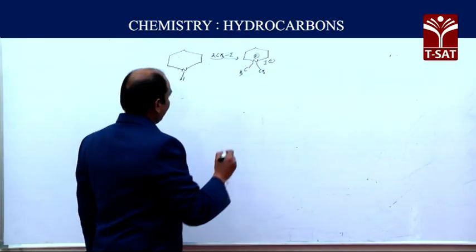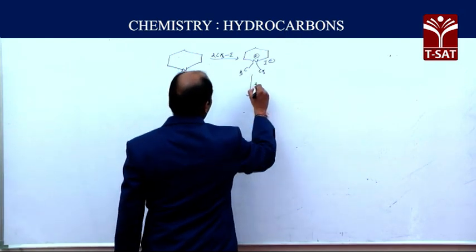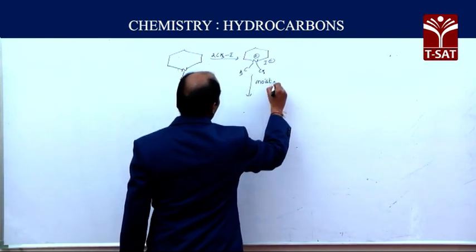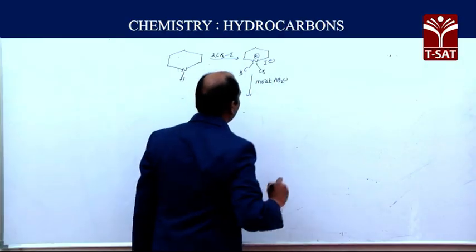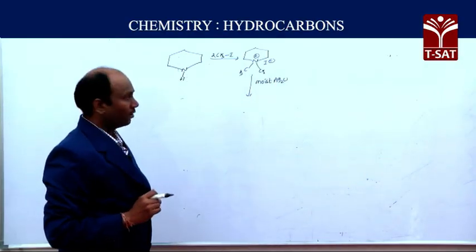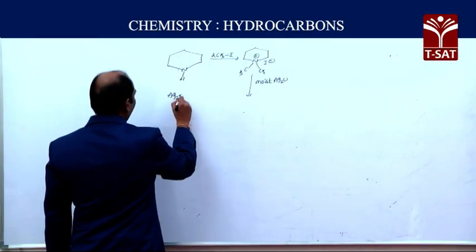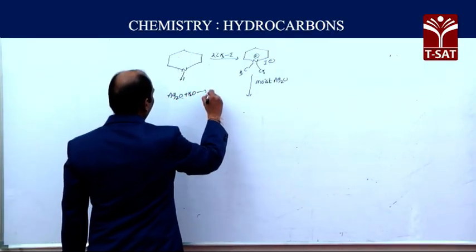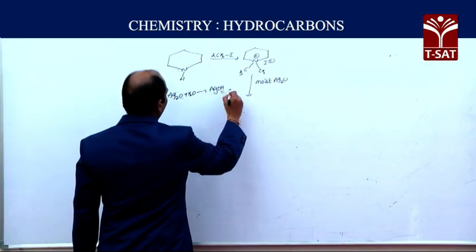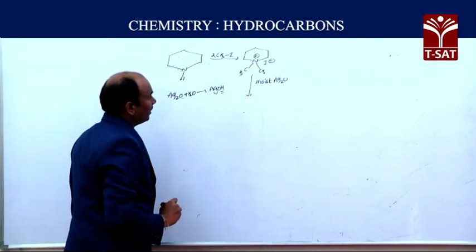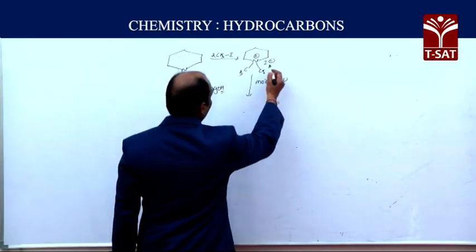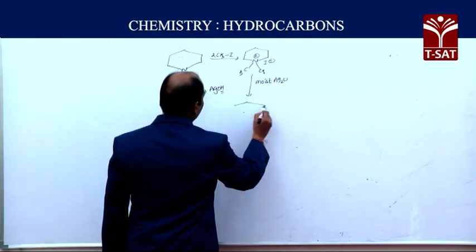After the formation of the quaternary salt, it is treated with moist Ag2O. Sir, why is it treated with moist Ag2O? To introduce a strong base. Moist Ag2O is nothing but Ag2O plus H2O, which is converted into AgOH, introducing OH minus. Here we are heating with moist Ag2O, and I minus is replaced by OH.